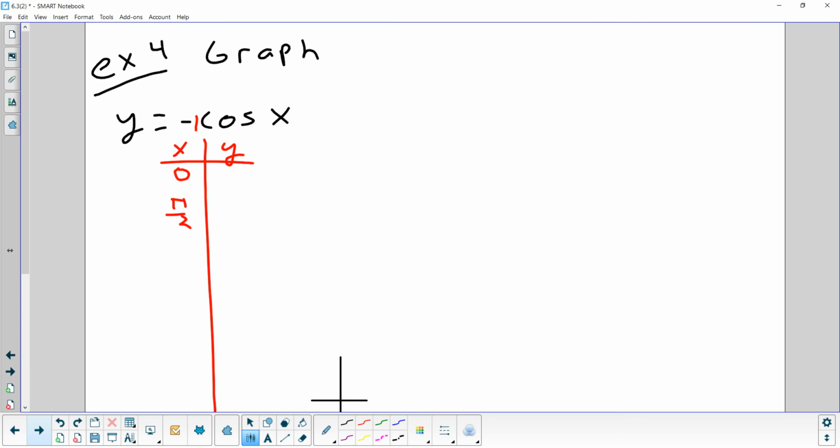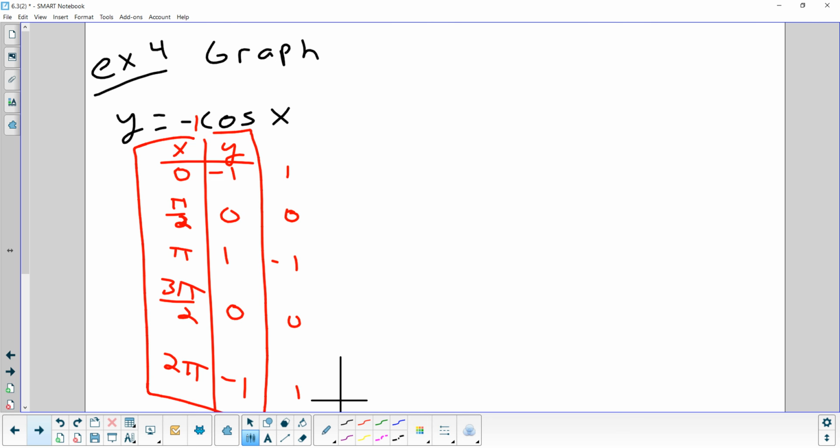So x's would stay the same. And the y values normally would be 1, 0, negative 1, 0, 1. Well, change the sign of all of them. So negative 1, 0, 1, 0, negative 1. And then you could do your sketch. Okay, any questions on that? So that's the third transformation. Okay, that's the vertical stretch, which is called an amplitude change.